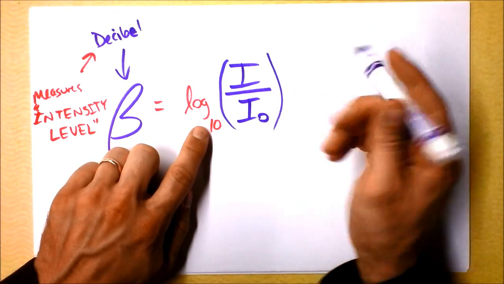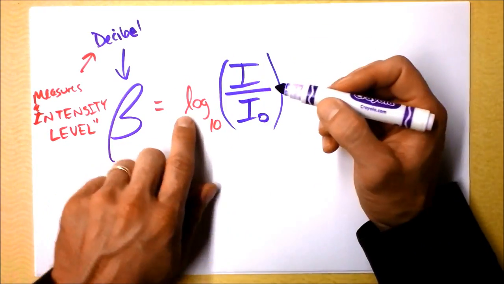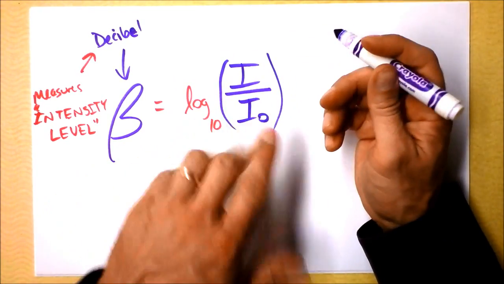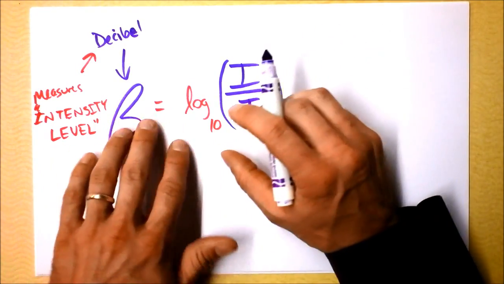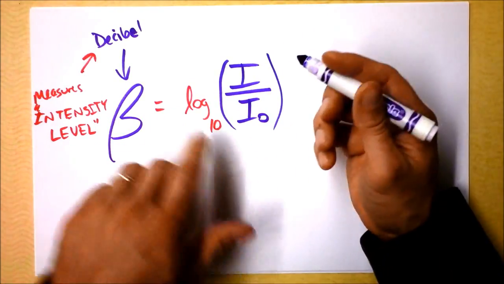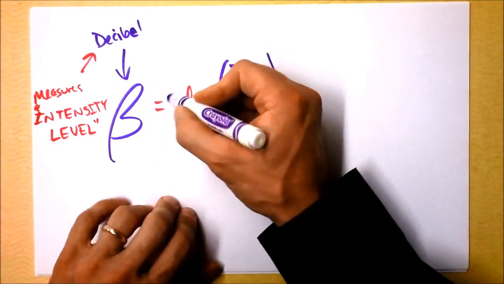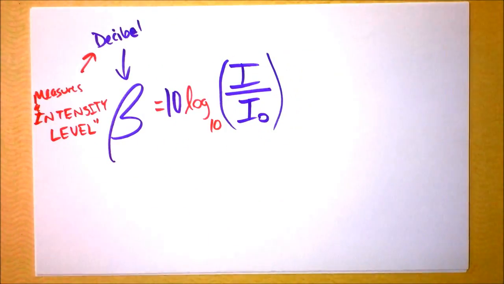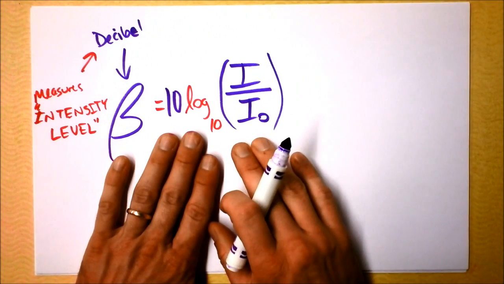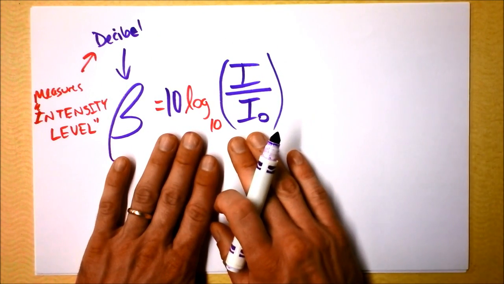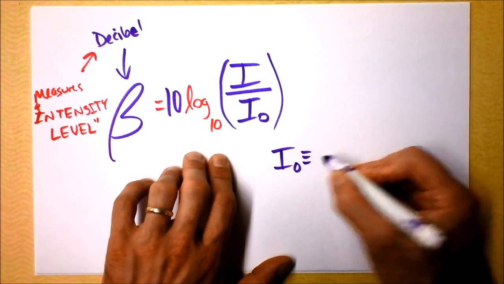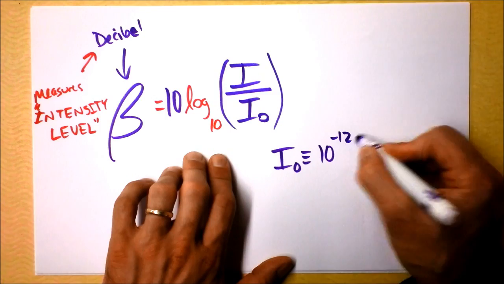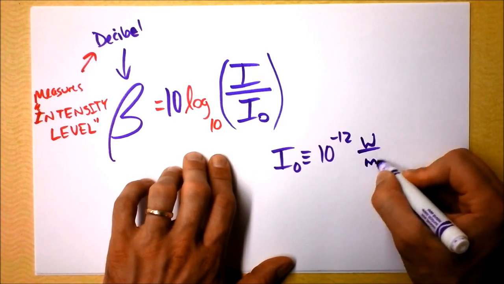But then there's another historical complication that says we're not just going to do this, which would be very sensible on its own. Then we get a range of bels between 1 and 15, but because it's a decibel, we're actually going to multiply this by 10. It looks rather complicated, but we'll spend some time working with it in class. The point is that I naught is the faintest sound that you can hear, and it's 10 to the negative 12th watts per square meter.